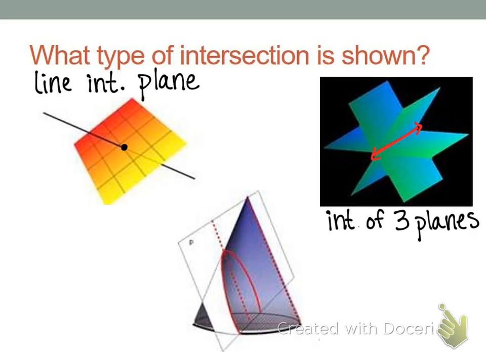All right, the last one is a little bit tricky because one of the objects that is there we haven't really talked about yet. But if we were to ignore the white part here, does anybody know what this object is called? A cone, good. We'll talk about cones more later in the year. So the cone is being intersected by what? A plane. So we've got a cone intersected by a plane.